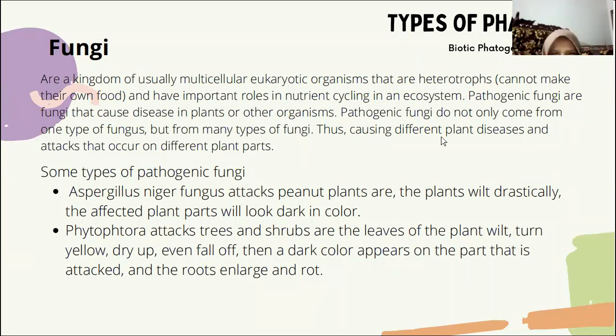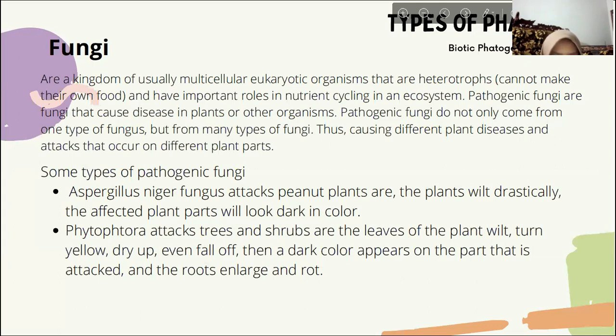First of biotic pathogen is fungi. Fungi are a kingdom of usually multicellular eukaryotic organisms that are heterotrophs, or cannot make their own food, and have important roles in nutrient cycling in an ecosystem. Pathogenic fungi are fungi that cause disease in plants or other organisms. Pathogenic fungi do not only come from one type of fungus, but from many types of fungus. Thus, causing different plant diseases and attacks that occur on different plant parts.